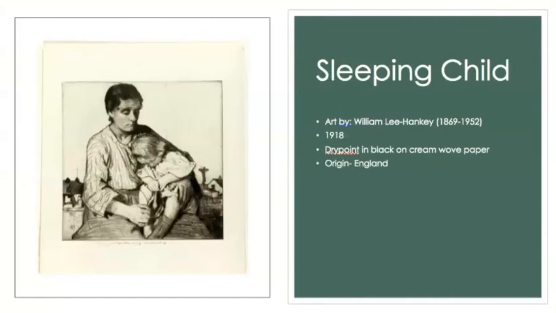The next piece of artwork I chose is The Sleeping Child. It's art by William Lee Hankey. It was made in 1918. It's dry point and black on cream wove paper, and its origin is England. One of the things I like about this painting is, again, it reminds me of childhood innocence, just because the child has fallen asleep in what seems to be her father's arms, and I feel as if that's something a lot of younger children do.